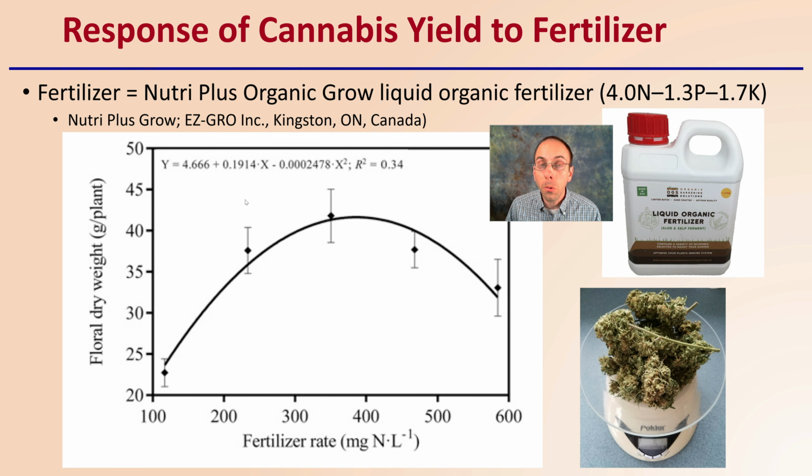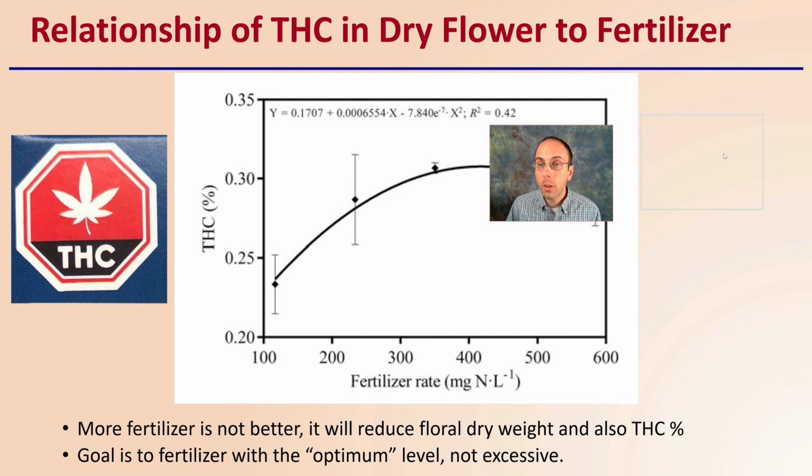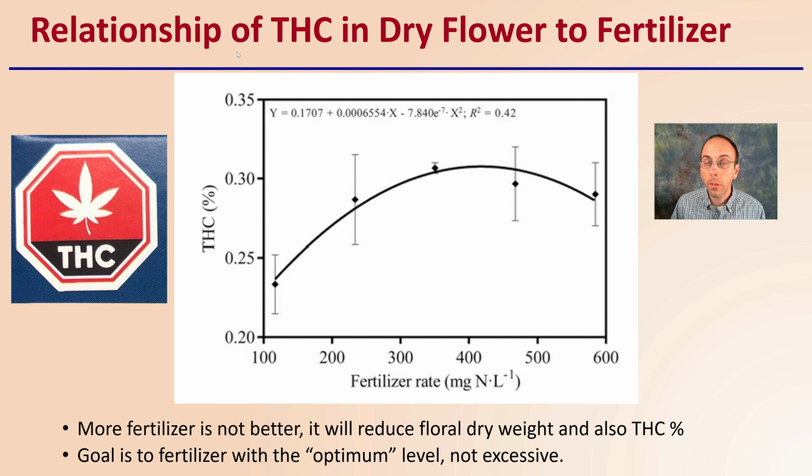Now, this is important for growers to understand. Why? Here we are increasing our cost while also decreasing our yield, not a direction that is very profitable. So there is an optimum rate. More is not better. So what's the relationship between THC in the dry flower and fertilizer?